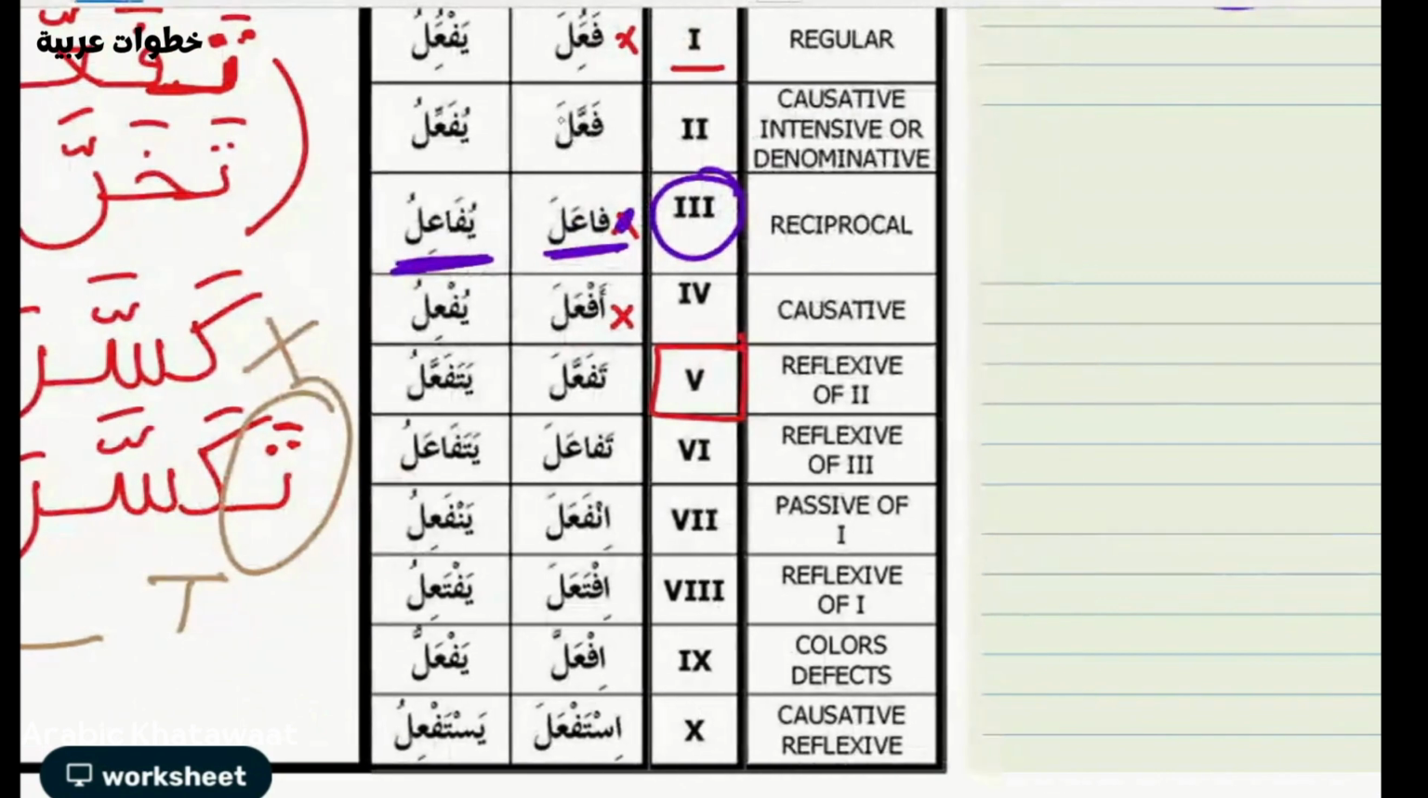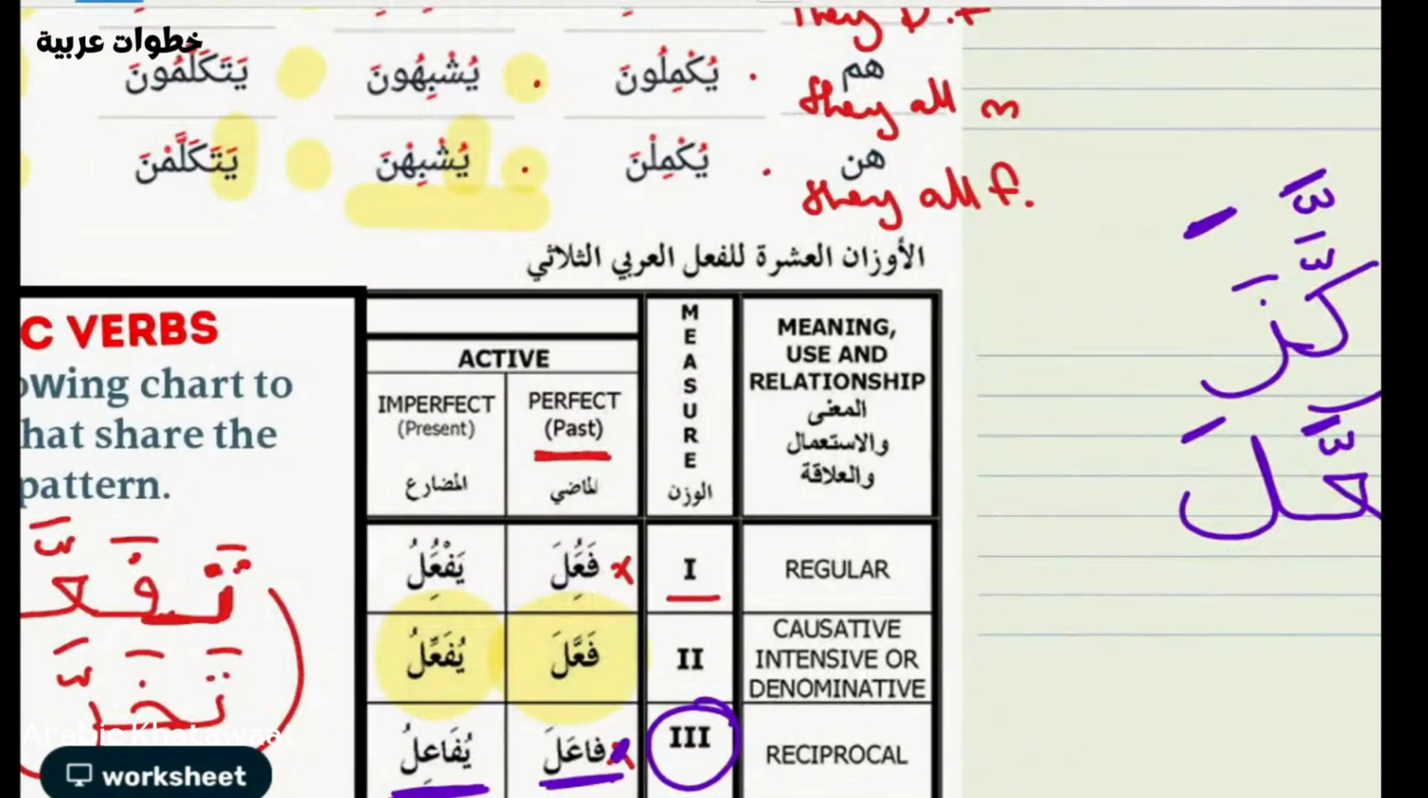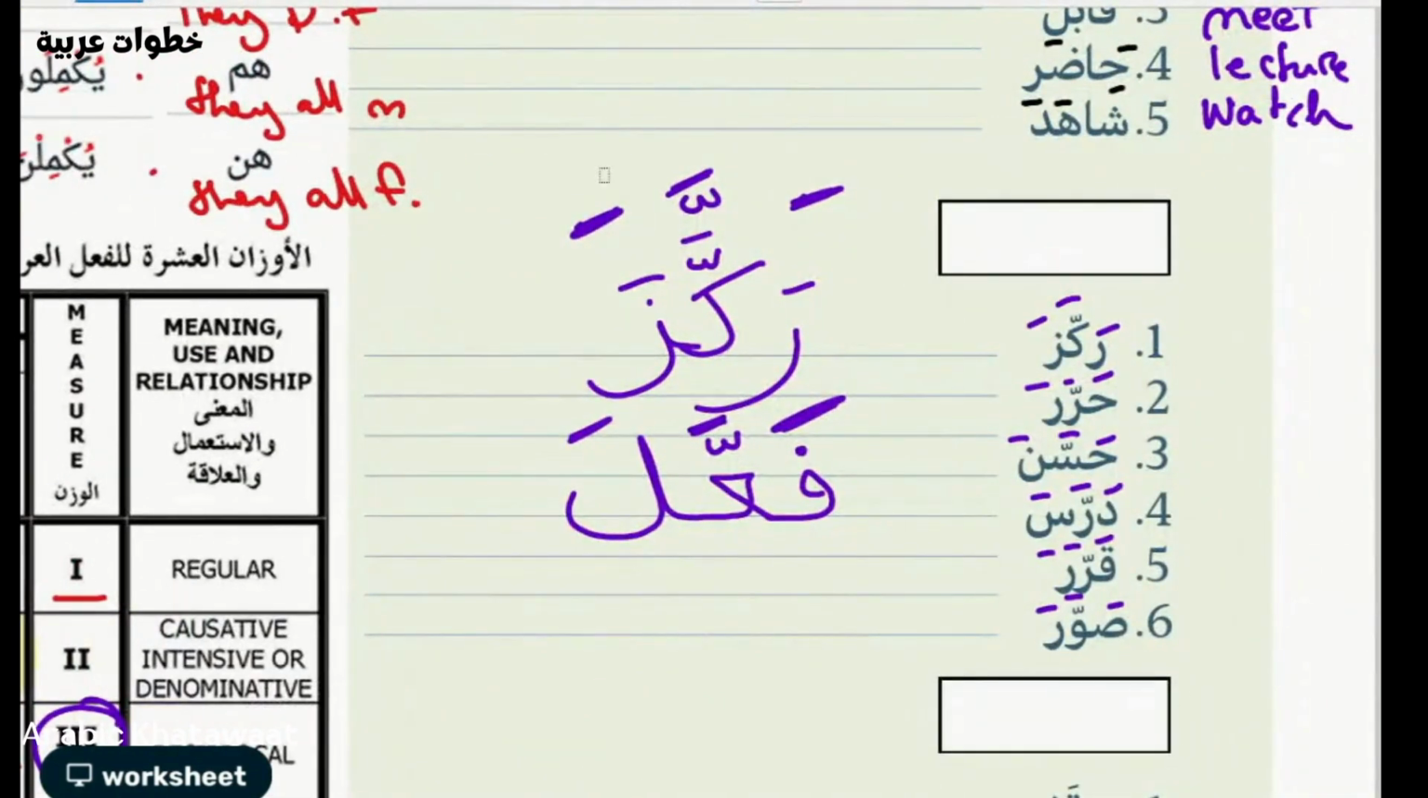Now, فعل, form 2, فعل has a shadda in the middle. يفعل. And this is what we said, that 5 is reflexive of 2. كسر rhymes with ركز. Now I go back to ركز. And I say focus.